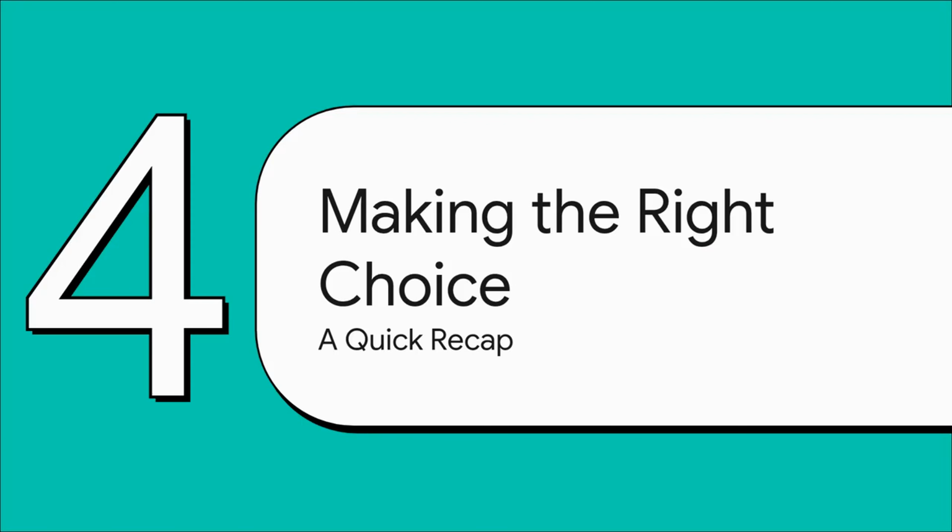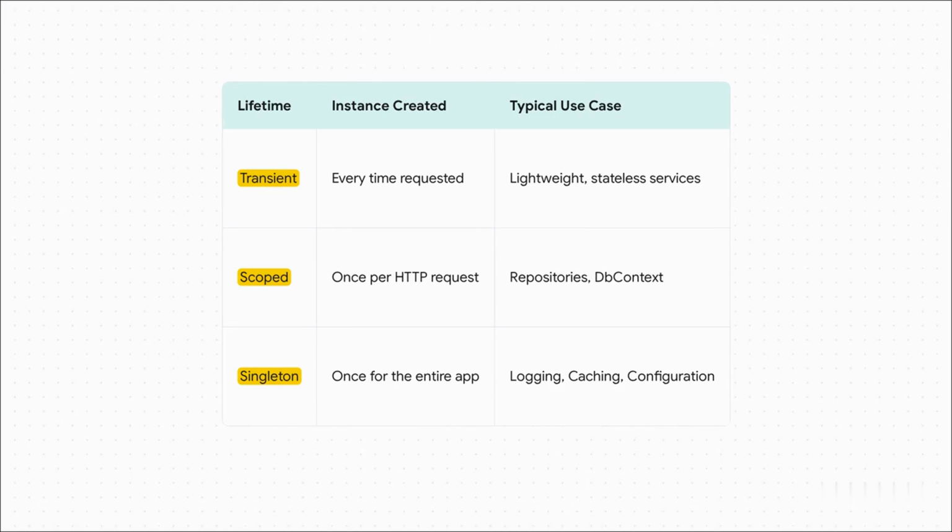Okay, wow. We've covered Transient, Scoped, and Singleton. That is a lot to keep in your head. So how do you keep it all straight and make sure you're making the right choice when you're actually writing code? This table right here, this is your cheat sheet. For lightweight services that need to be new every time, you choose Transient. For anything that needs to stay consistent across a single web request, like your database context, you choose Scoped. And for that one single shared instance across the entire app, like for caching or logging, you choose Singleton.